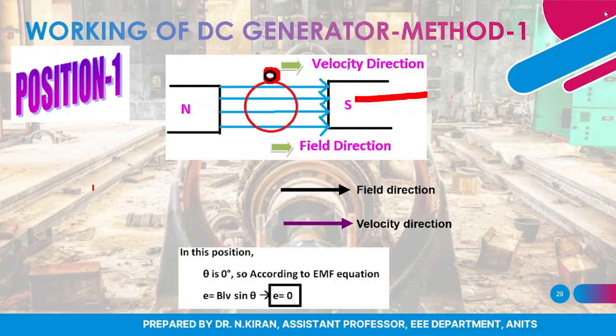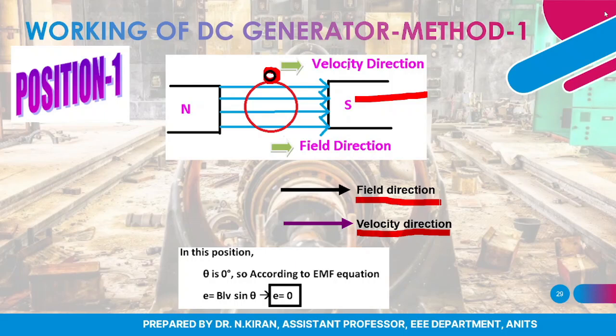When the conductor is at that position, you can see the velocity component will be in this direction, and the field direction will never change. It is always from north pole to south pole. Since both are parallel to one another, the angle between them is 0. So according to my dynamically induced EMF equation, E is equal to BLV sine theta. Since theta is 0, sine theta is also 0. So in that position my EMF is 0.